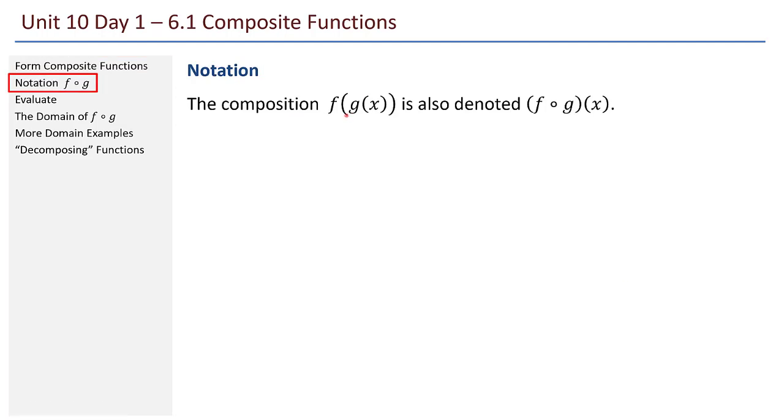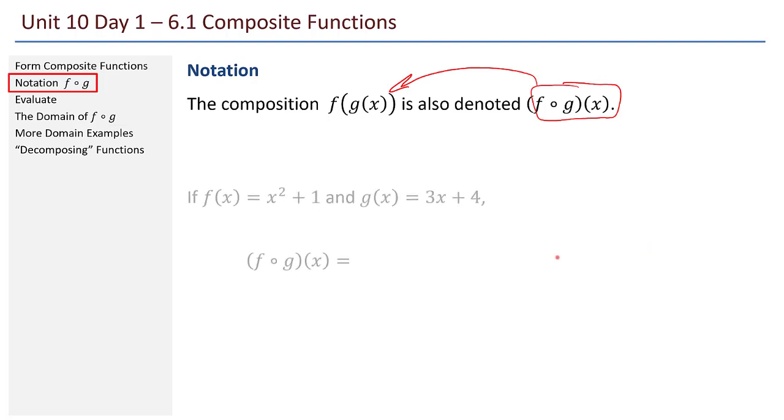Notation. So the composition f of g of x is also denoted like this, with a little circle between the f and the g. And we read this, f of g of x. So you'll often just see this, and you have to remember that means that f is the outside function and g is on the inside.